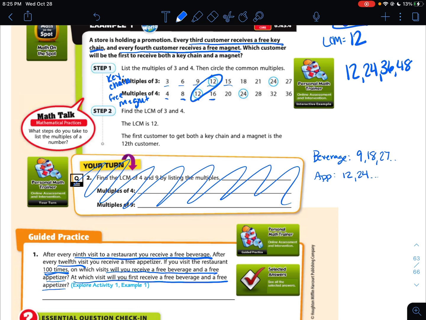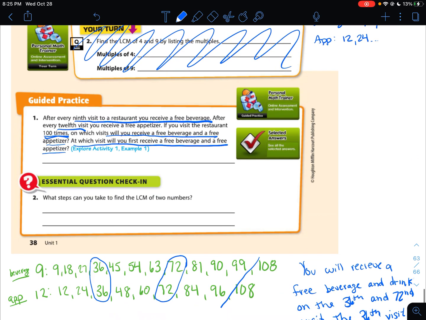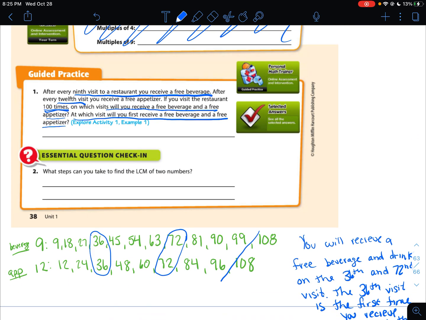Okay, so hopefully you're back with somewhat of an answer. So I will show you what I did. So I listed all of the multiples of 9 and all the multiples of 12. And those are all the visits I'm going to get my beverage and my free appetizer. So I noticed that 36 was a common multiple of both 9 and 12, and 72 was also a common multiple. So I knew that I'm going to receive a free beverage and appetizer on the 36th and the 72nd visit.